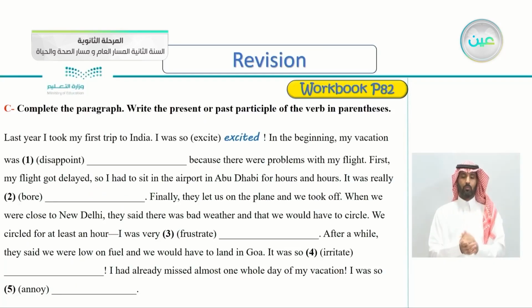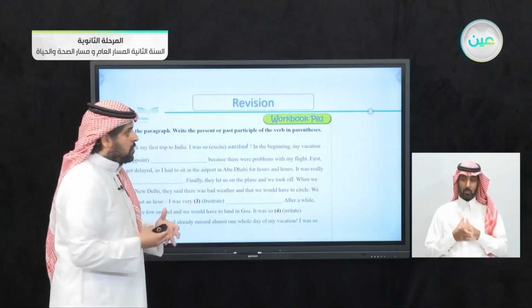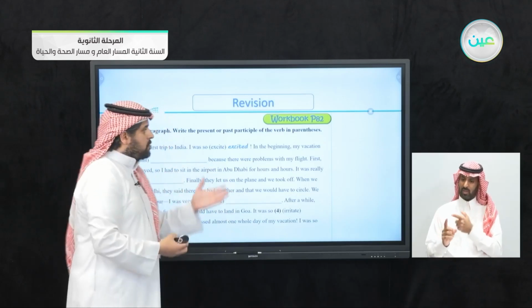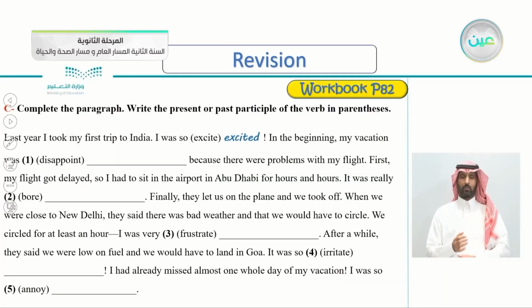So number one, the first sentence is already done for you. Last year, I took my first trip to India. I was so excited. So he's describing how he feels. When you describe how you feel, or how someone else feels, you use, of course, the past participle. You can notice the ed here. This is the past participle.